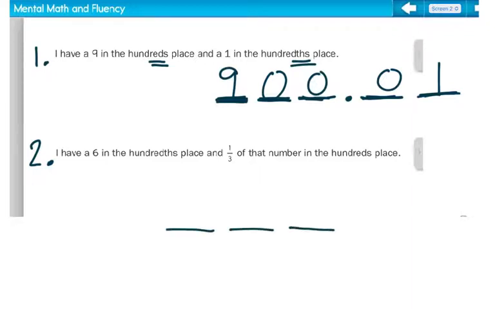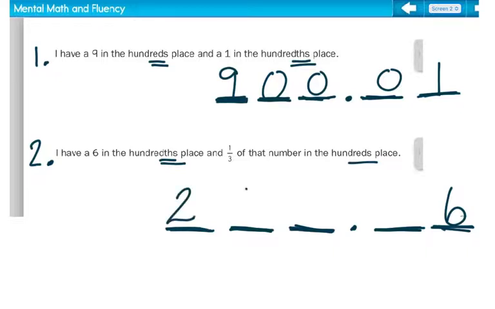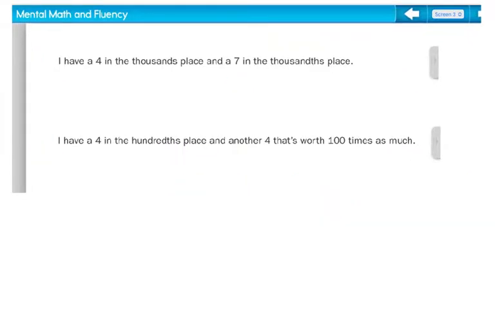This one goes to the hundreds place as well. So hundreds, tens, ones, tenths, hundredths. I have a 6 in the hundredths and 1/3 of that number in the hundreds. So 6 divided by 3 is 2. 206 hundredths.